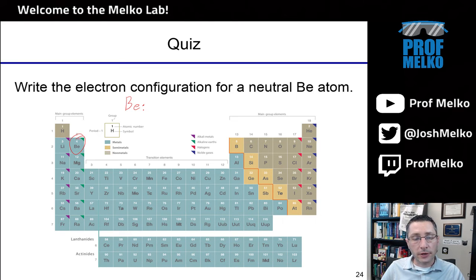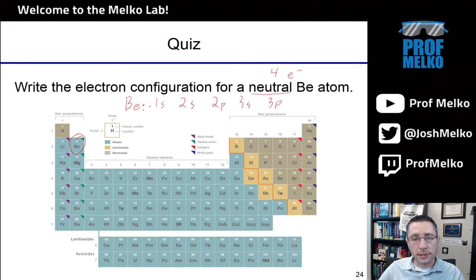Beryllium is found here on the periodic table. Its atomic number is 4. 4 protons, 4 electrons, since it's neutral. So I know there's going to be 4 electrons used here. If I think about the energy levels, 1s, 2s, 2p, 3s, 3p, I could keep going, but this is a small atom. There's only 4. I'm probably going to run out here, right?